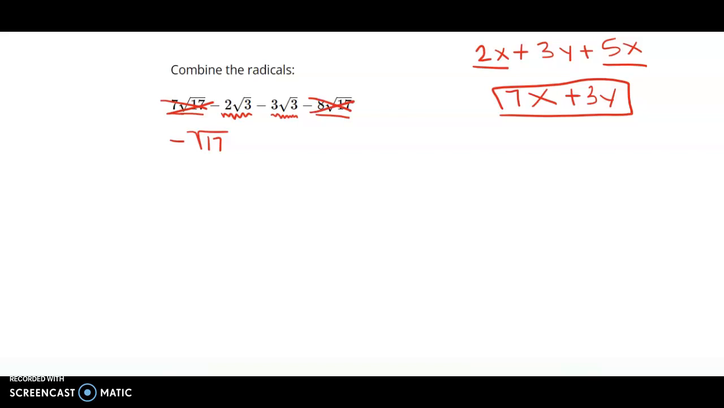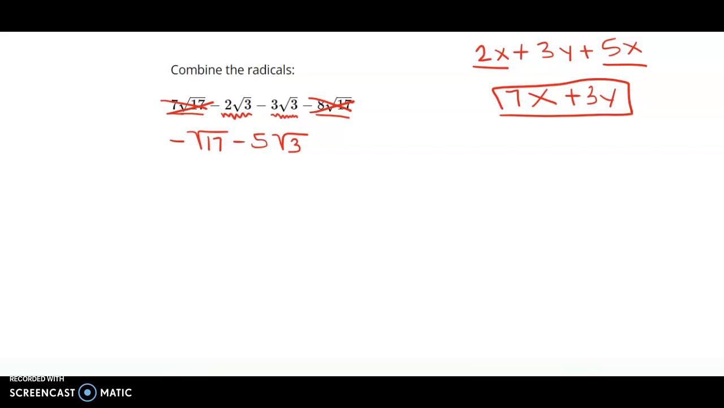Okay, next I have -2 square roots of 3 minus 3 square roots of 3. So total I have -5 square roots of 3. It can be helpful to say them like that so that you remember you're just adding up how many of those square roots of 3 or subtracting how many square roots of 3 are there. And this would be the final answer.